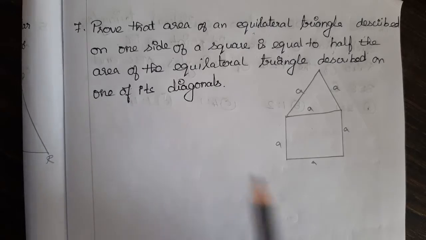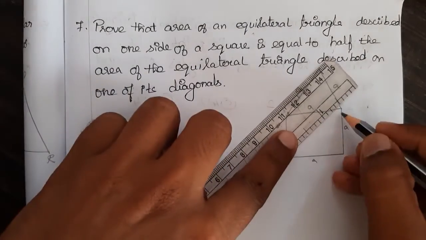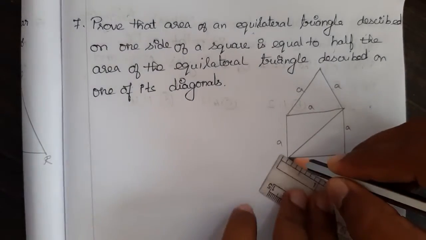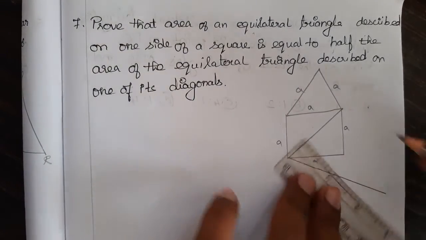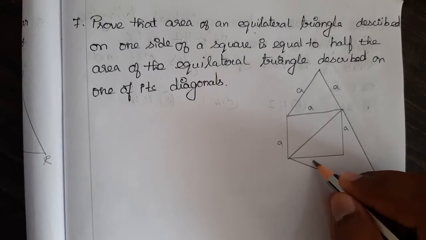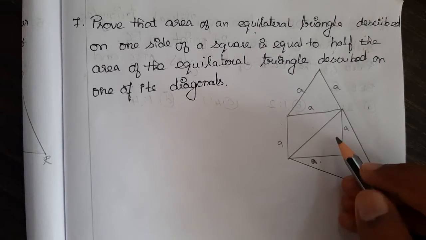This should be equal to half the area of the equilateral triangle described on one of its diagonals. So let me choose the diagonal here. For this diagonal, there is another equilateral triangle. Since it will not be equal to this, right? Because here is A and here is A. By Pythagoras theorem, we have to find this.